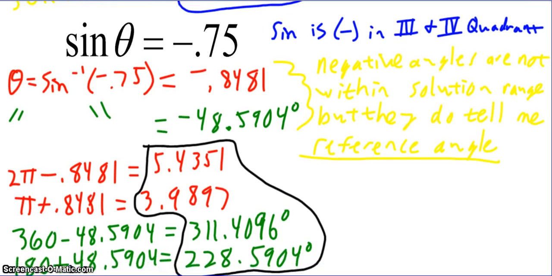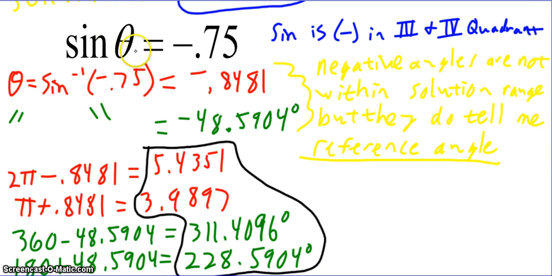Okay. Now with sine, here sine of theta equals negative 0.75. Well, sine is negative in quadrant 3 and quadrant 4. So if I do theta equals sine inverse of negative 0.75, and I'm in radians, I end up with negative 0.8481 radians. This is not within my solution range. This is not between 0 and 2 pi. However, it does give me the reference angle. It tells me that the reference angle is just 0.8481.